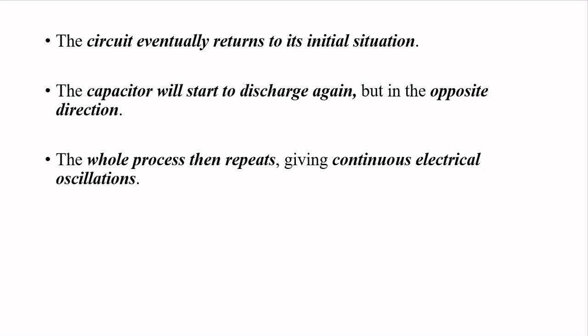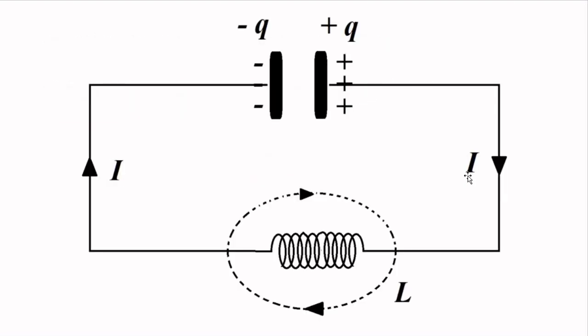Now after it is fully charged in the opposite direction, it again starts to discharge, but this time the current flows in the opposite direction. Initially, if you look at the screen, it was in anti-clockwise direction, now the current is flowing in clockwise direction.